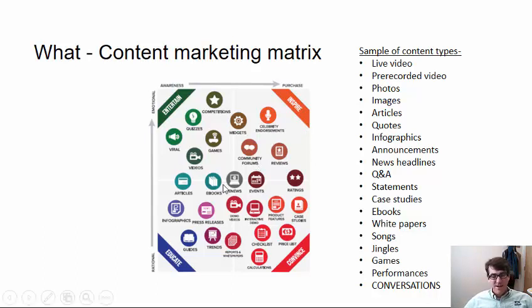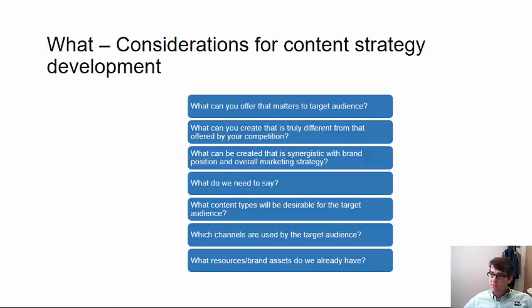Hopefully this is helpful and can give you some ideas as you are trying to figure out what you want to produce for your social media. These are a list of questions that you could ask yourself when you're trying to come up with content strategy to help you come up with a theme or an idea to talk about. What content types will be desirable to the target audience? Let's start up here. What can you offer that matters to the target audience? What do they want? What can your company do that would really be beneficial to them?